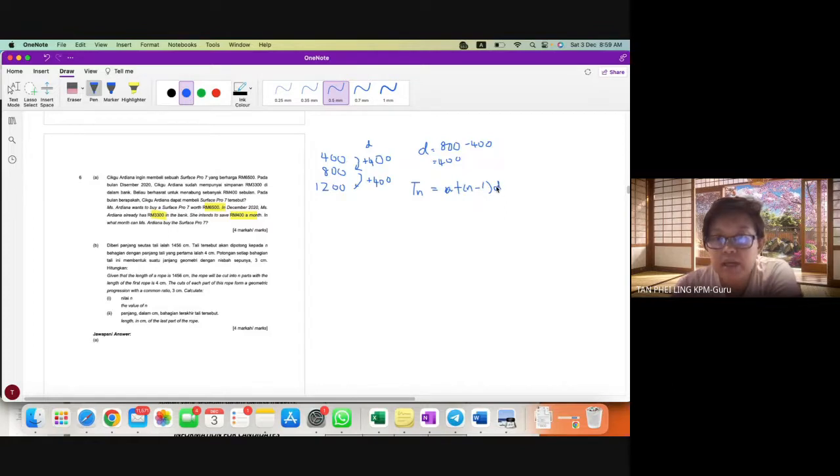Listing down this formula has no marks. But if you know how to put in that you want to find 6,005, and then you have your A, which is the first balance that she has in the bank, plus n minus 1 d. D is the 400. So here you are actually finding the n, so that you can answer which month you can get the money ready. Okay, so let's do it.